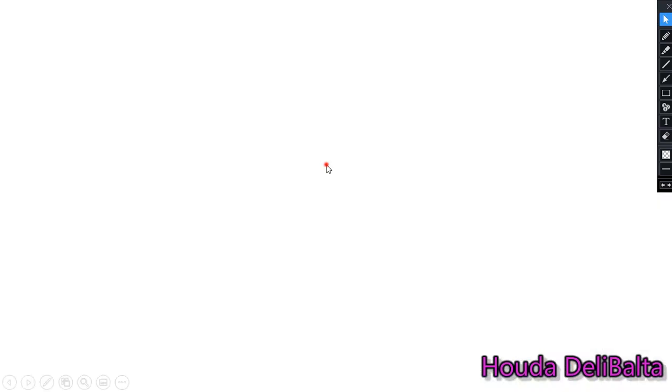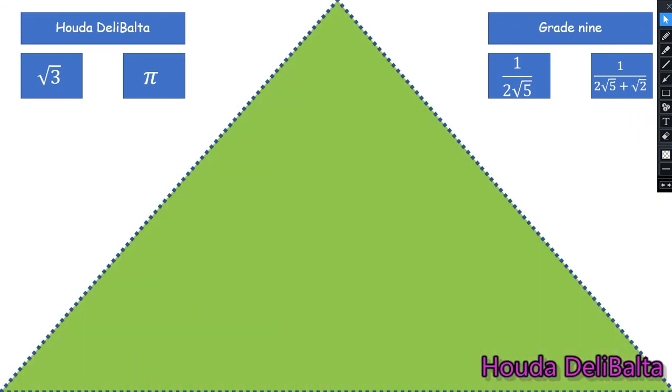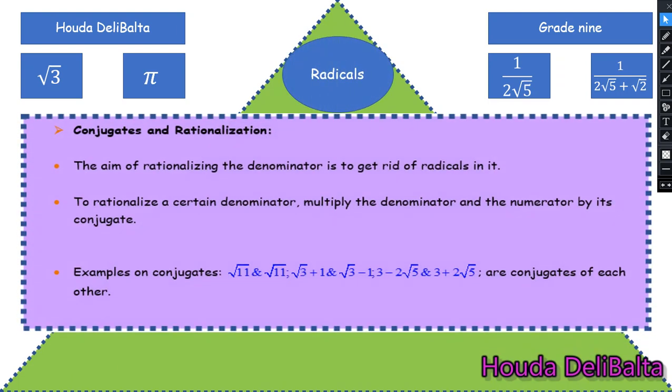And finally, dear students, we are going to talk about a totally new idea that you haven't known before in previous grades, in grade 8 or whatever. And this idea is about rationalization and conjugates. So conjugates and rationalization is our new idea. It's not difficult at all, and by the end of this presentation and by the end of these videos, you'll be so smart in rationalization and in dealing with radicals as well.